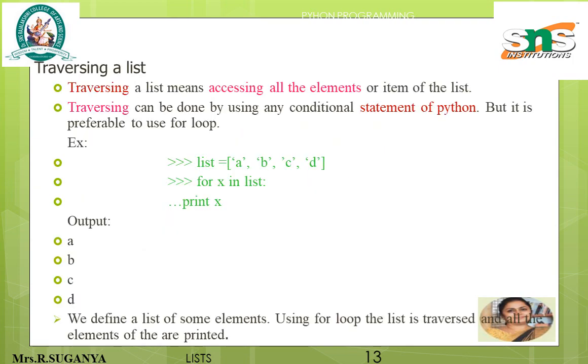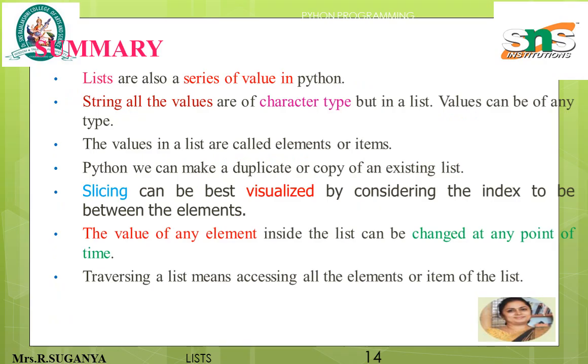Next is traversing a list. Traversing a list means accessing all the elements or items of the list. Traversing can be done using any conditional statement of Python, but it is preferable to use a for loop. For example, a list A, B, C, D, and for x in list. We define a list of some elements, and using the for loop the list is traversed and all elements are printed.